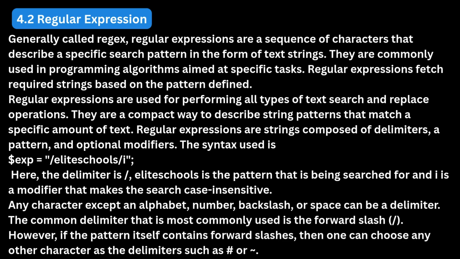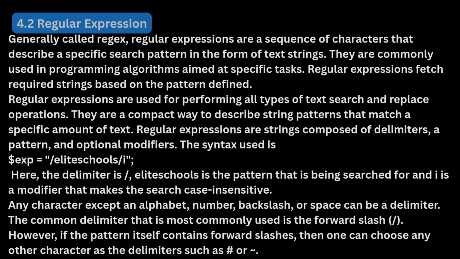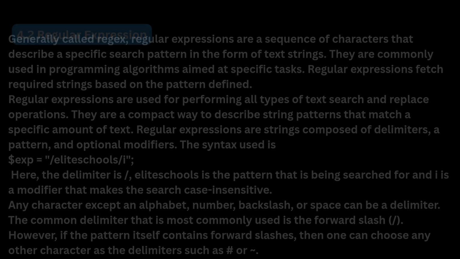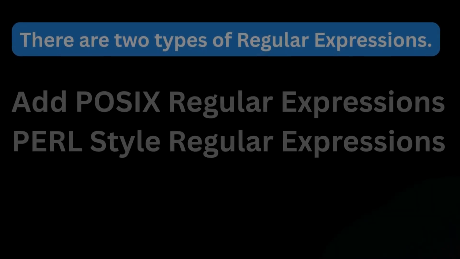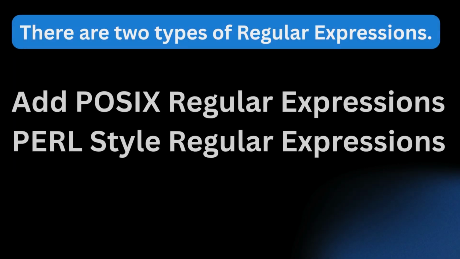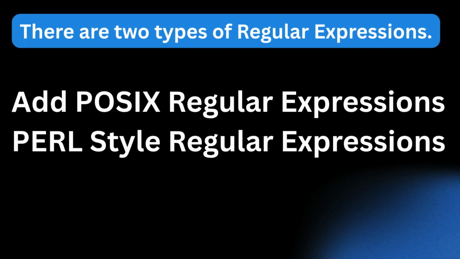They might look complex at first, but once you understand how patterns, delimiters, and modifiers work together, they become one of the most efficient tools for handling text-based operations. In PHP, there are two main types of regular expressions, each with its own style and syntax. These are POSIX regular expressions and Perl-style regular expressions. Let's understand the difference between the two.